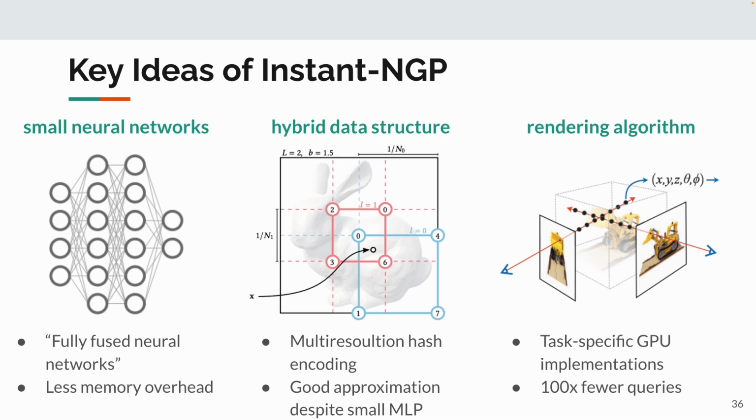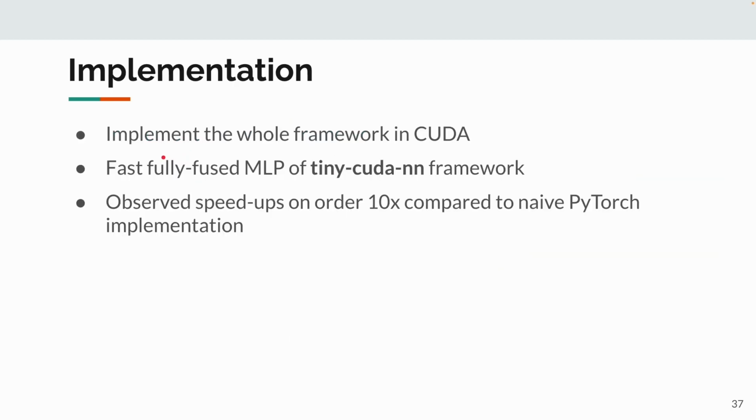It only takes about 1 minute to optimize a scene and achieves around 100 times speed up over existing NeRF methods. And Instant-NGP is implemented fully in CUDA, which makes it super fast. The fully fused MLP is from a framework called tiny-cuda-nn, which is developed by NVIDIA. It provides an API that can be used in PyTorch, and their implementation is about 10 times faster compared to the naive PyTorch implementation.